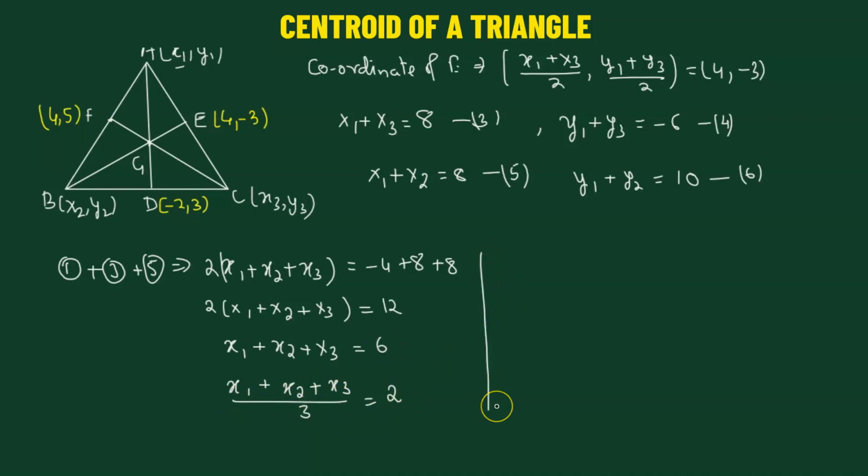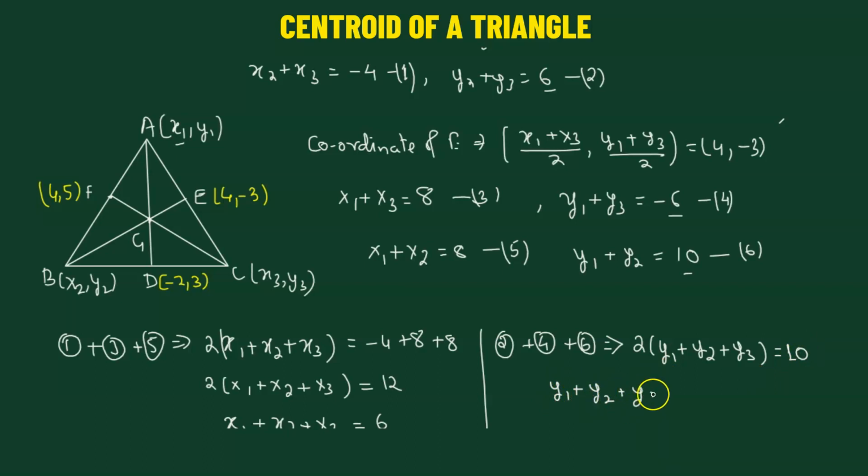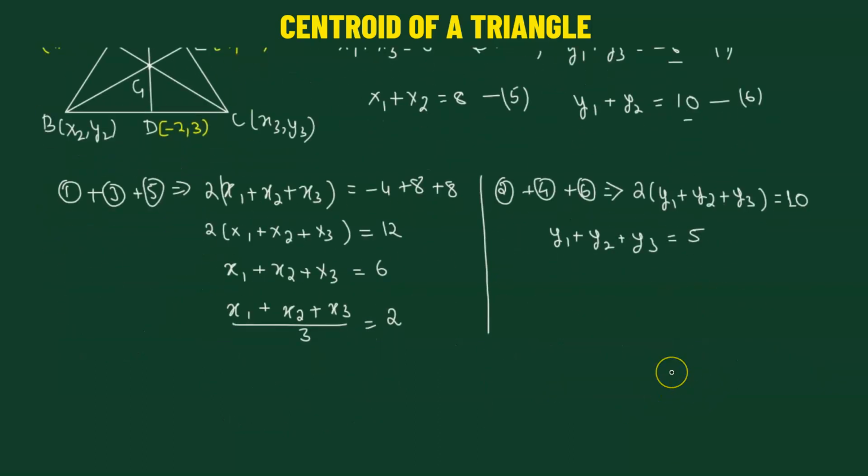So what we'll do now, we're going to add equation number 2, equation number 4, and equation number 6. Let's do that. Adding 2, 4, and 6. So this is going to now give us 2 times (y1 plus y2 plus y3) equals, now we're going to add 6 with negative 6, so that becomes 0, and we are only left with 10. Dividing both sides by 2 gives us y1 plus y2 plus y3 equals 5. Now we'll finally divide both sides by 3. So we're going to get (y1 plus y2 plus y3) divided by 3 equals 5 over 3.